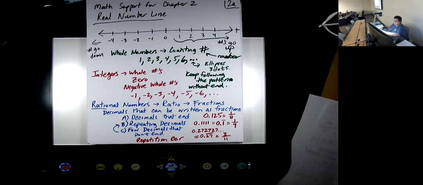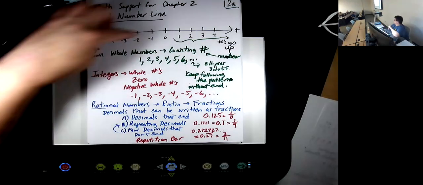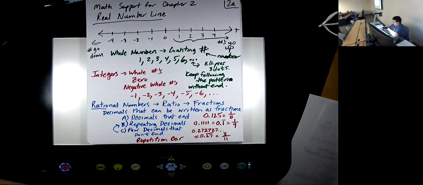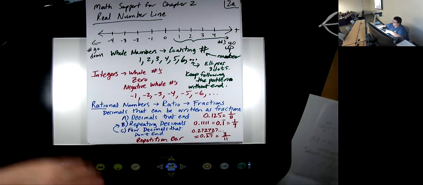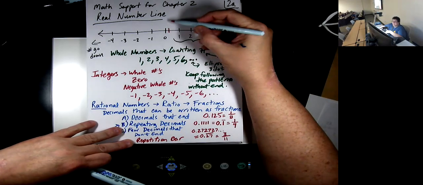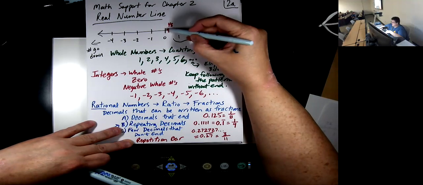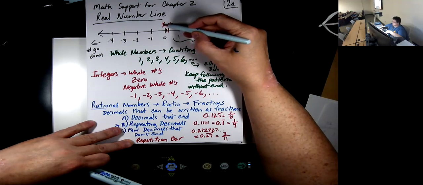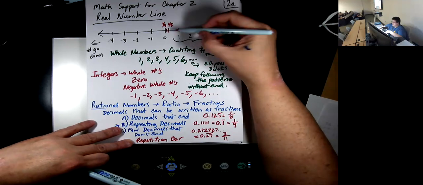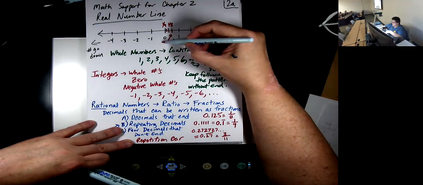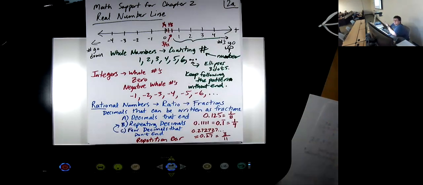So those are like the numbers between these. Some of them, like 1/8 and 1/9. 1/8 might be there. 1/9 is a little bit closer to 0. And that might be right around where 3/11 is. Just for some examples.